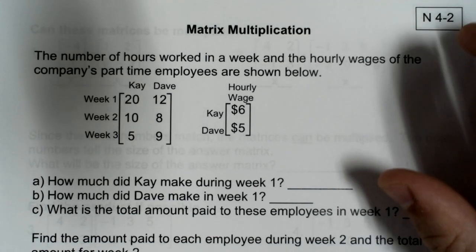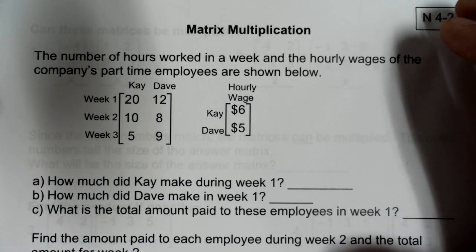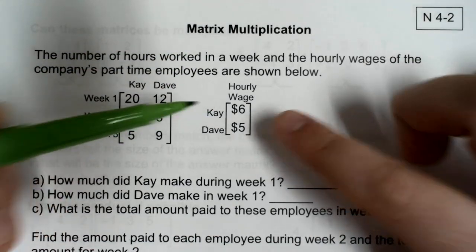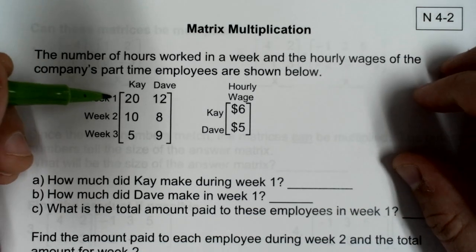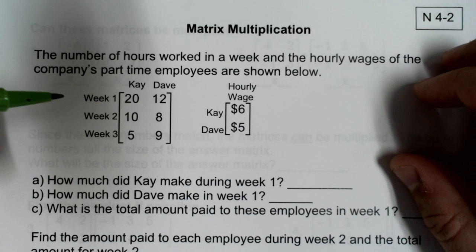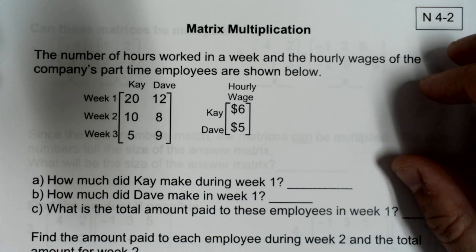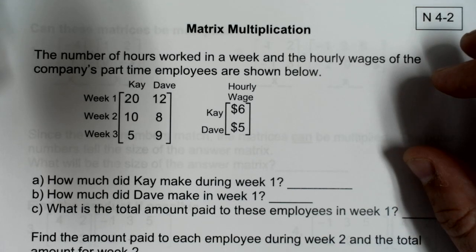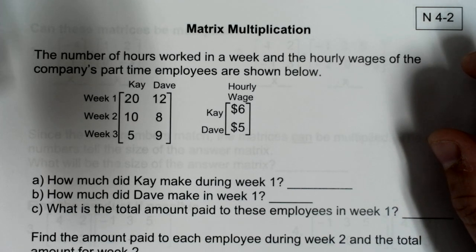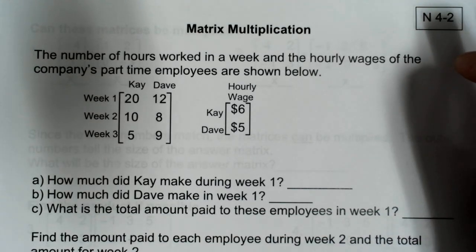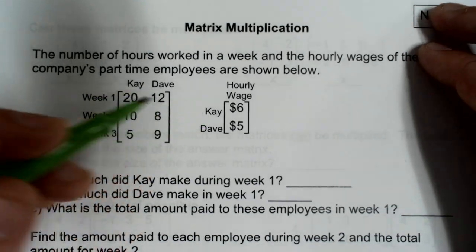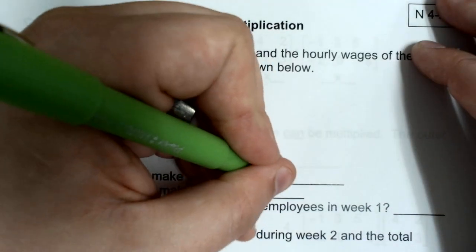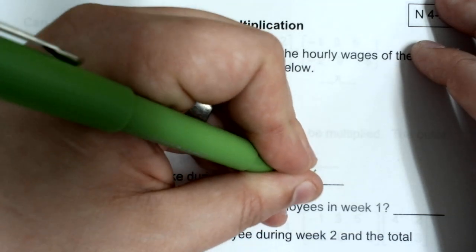What I've got here is Kay, who makes $6 an hour, and Dave, who makes $5 an hour, and then how much time they worked during week 1, week 2, and so on. If I'm looking at how much money Kay made just in week 1, let's say she worked 20 hours and makes $6 an hour, so I'd just do 20 times 6, which would give me 120.